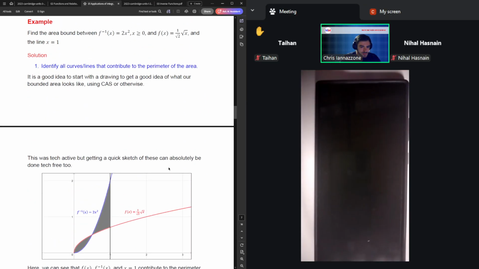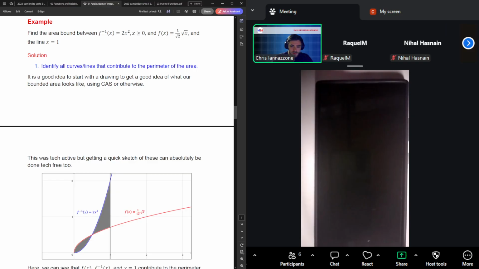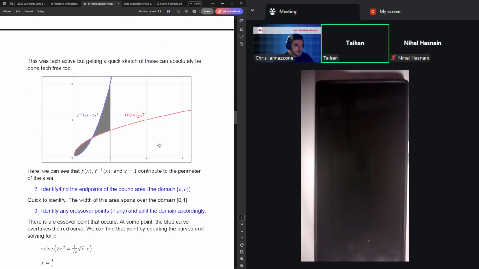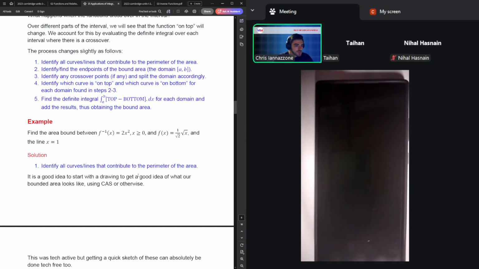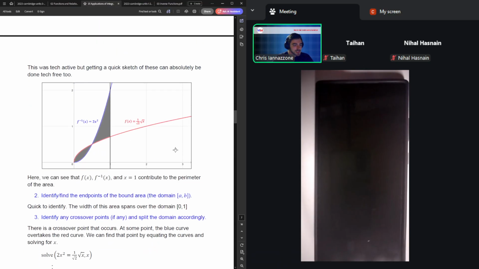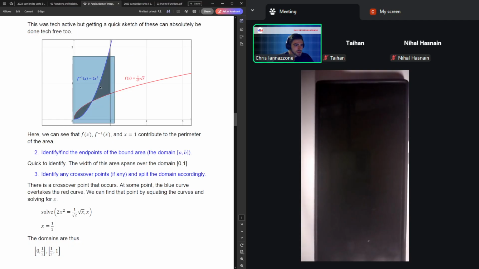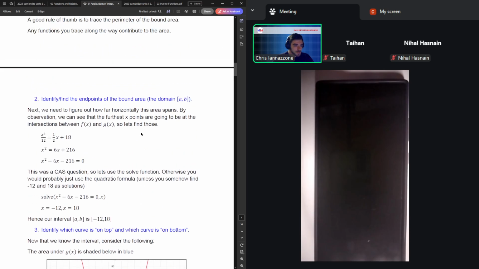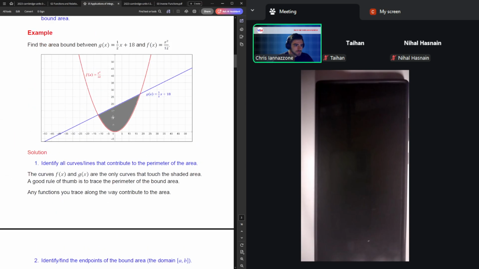Fair enough. Yeah, Taha? Will these normally be Tech Active? Like most of the integration stuff? No, not most of the integration stuff. Most of the hardest integration stuff, yes, it'll definitely be Tech Active. Bound area itself is pretty doable tech-free.